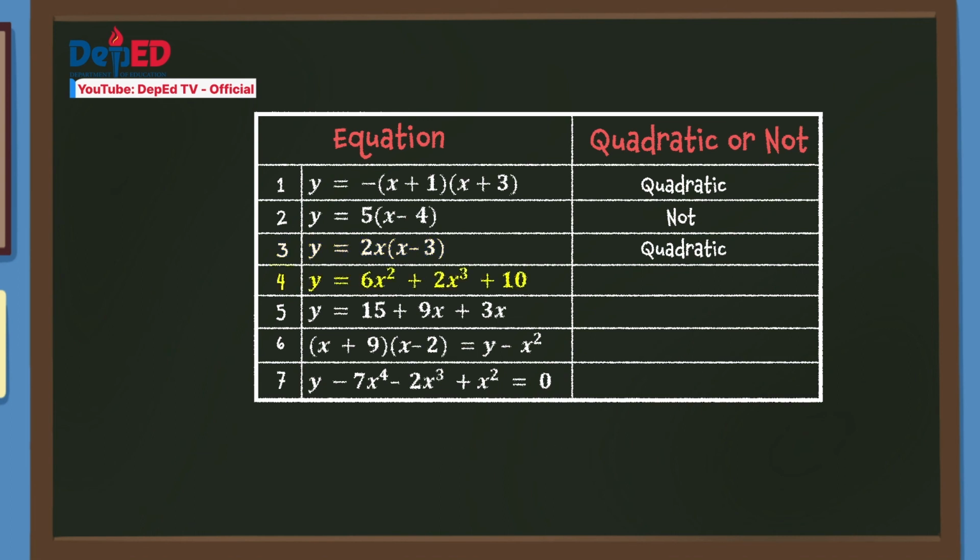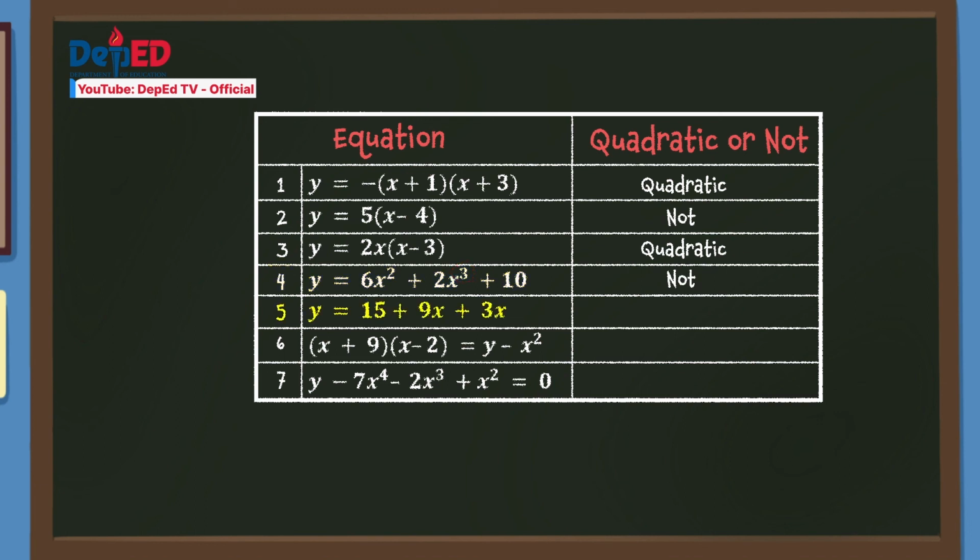Number 4, y is equal to 6x squared plus 2x cubed plus 10. Y is already expressed in terms of x. The highest exponent of the variable x is 3. Hence, the equation is not a quadratic function.